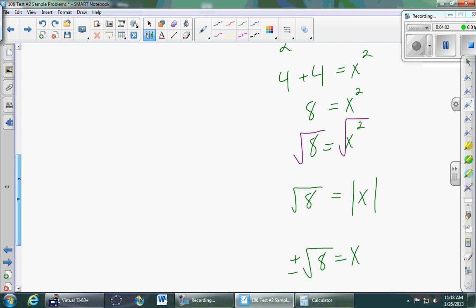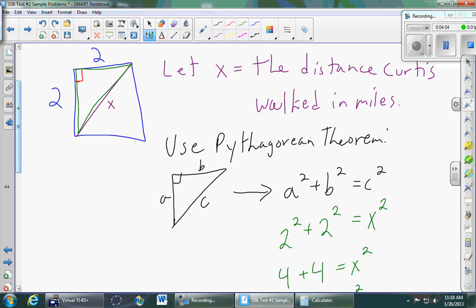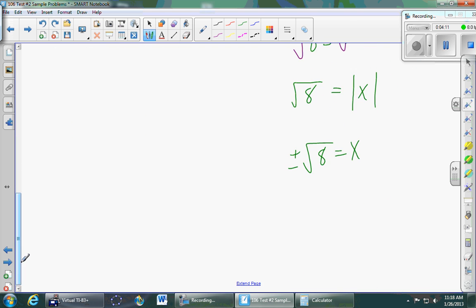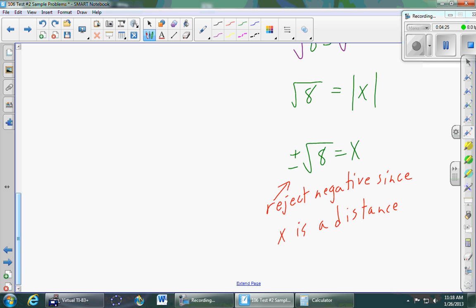But that little detail actually makes no difference in this problem because x, you can see in the picture, is a distance. It's a length. It's got to be positive. There's no way x is the negative square root of 8. So we're going to go ahead and reject this, since x is a distance. So that means that our final answer in radical form is the square root of 8.